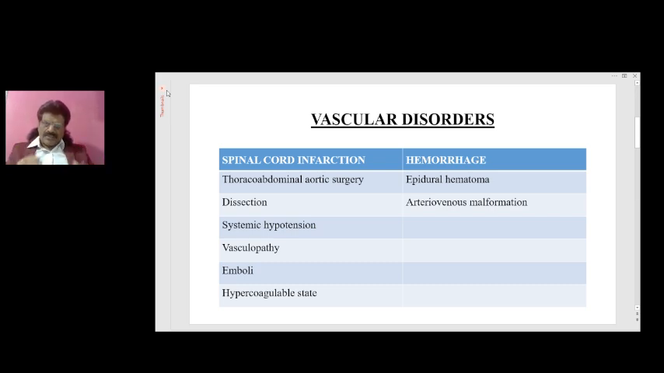Amongst the hemorrhage, we have two important disorders. One is the epidural hematoma, second is the arteriovenous malformation. So vascular disorders of the spinal cord are basically two types: one, spinal cord infarction, second is hemorrhage.